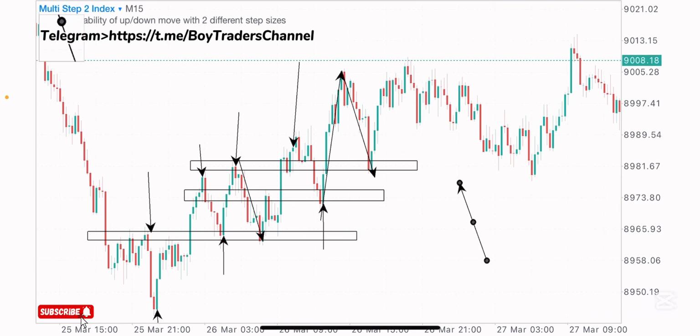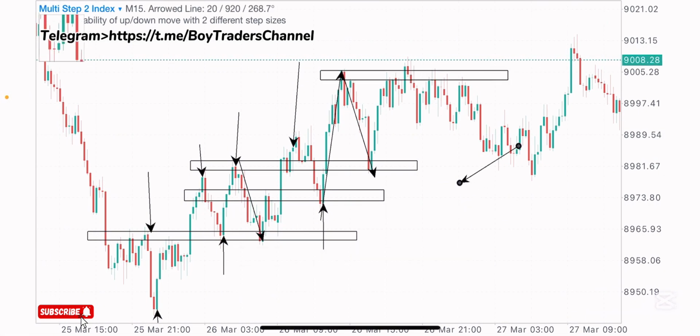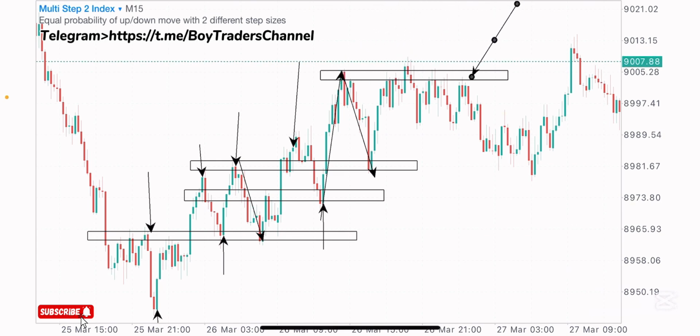Until price started creating equal highs, we got equal highs formation here, which is a bearish formation, a series of equal highs, having the first equal high, the first high, second, third, fourth, fifth.